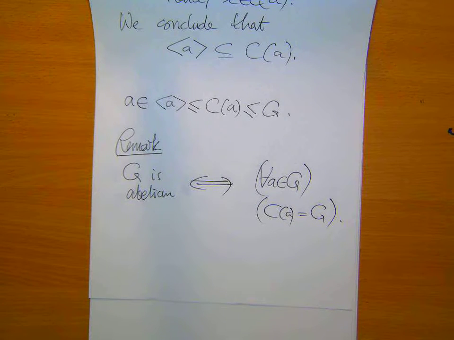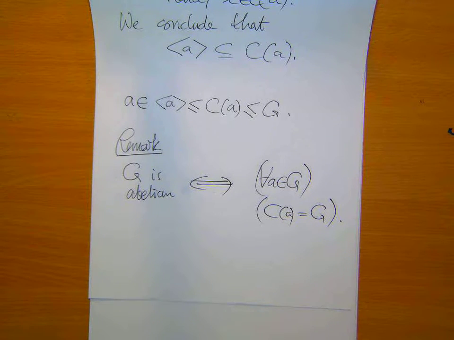So one direction of this double implication is by definition of abelian. If G is abelian, then everything commutes with everything. So if you take an A, the set of elements that commute with A is the whole thing. Okay? So that is going from left to right. Conversely, if for any element in G its centralizer is the whole of G, then it's easy to see that G must be abelian.